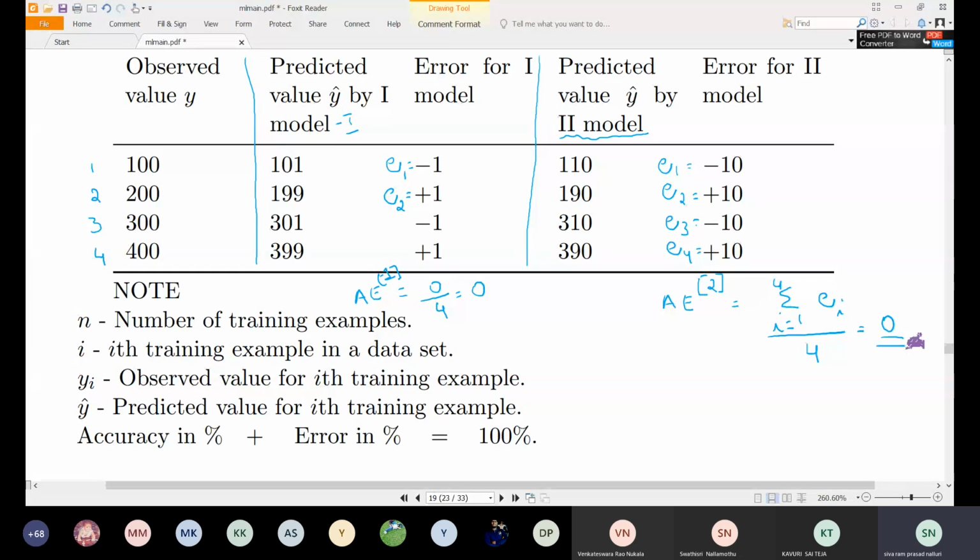So according to the cost function average error, we say that both the models' performance is the same, because the average error for the first model is equal to the average error for the second model. So we say that model 1 is as good as model 2.